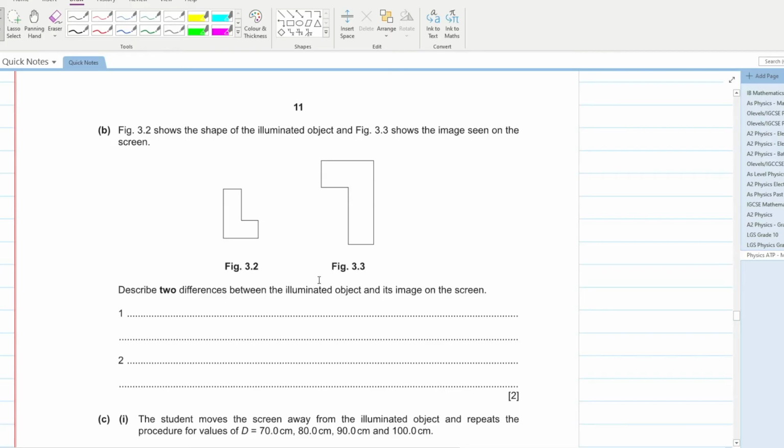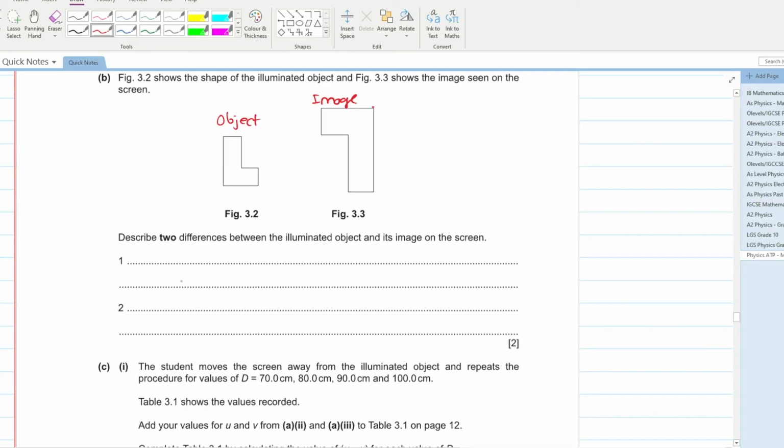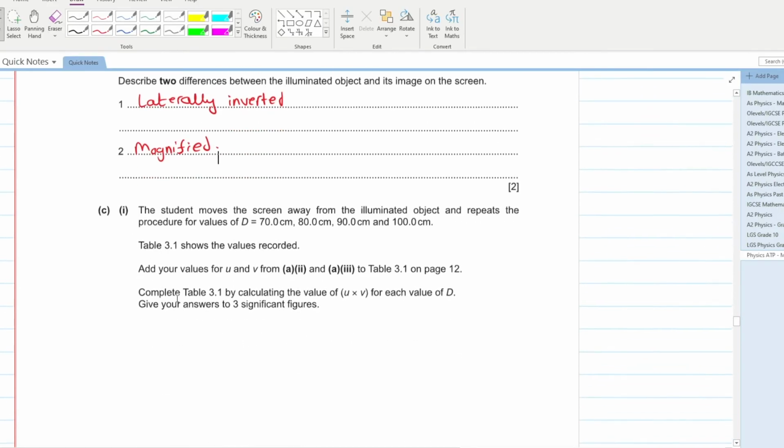Figure 3.2 shows the shape of the illuminated object, and figure 3.3 shows the image seen on the screen. This is the object and this is the image. What are the two properties of the image that you can see? First of all, it is laterally inverted. And one more thing that you can see in the image, it is magnified. Let's further move ahead.